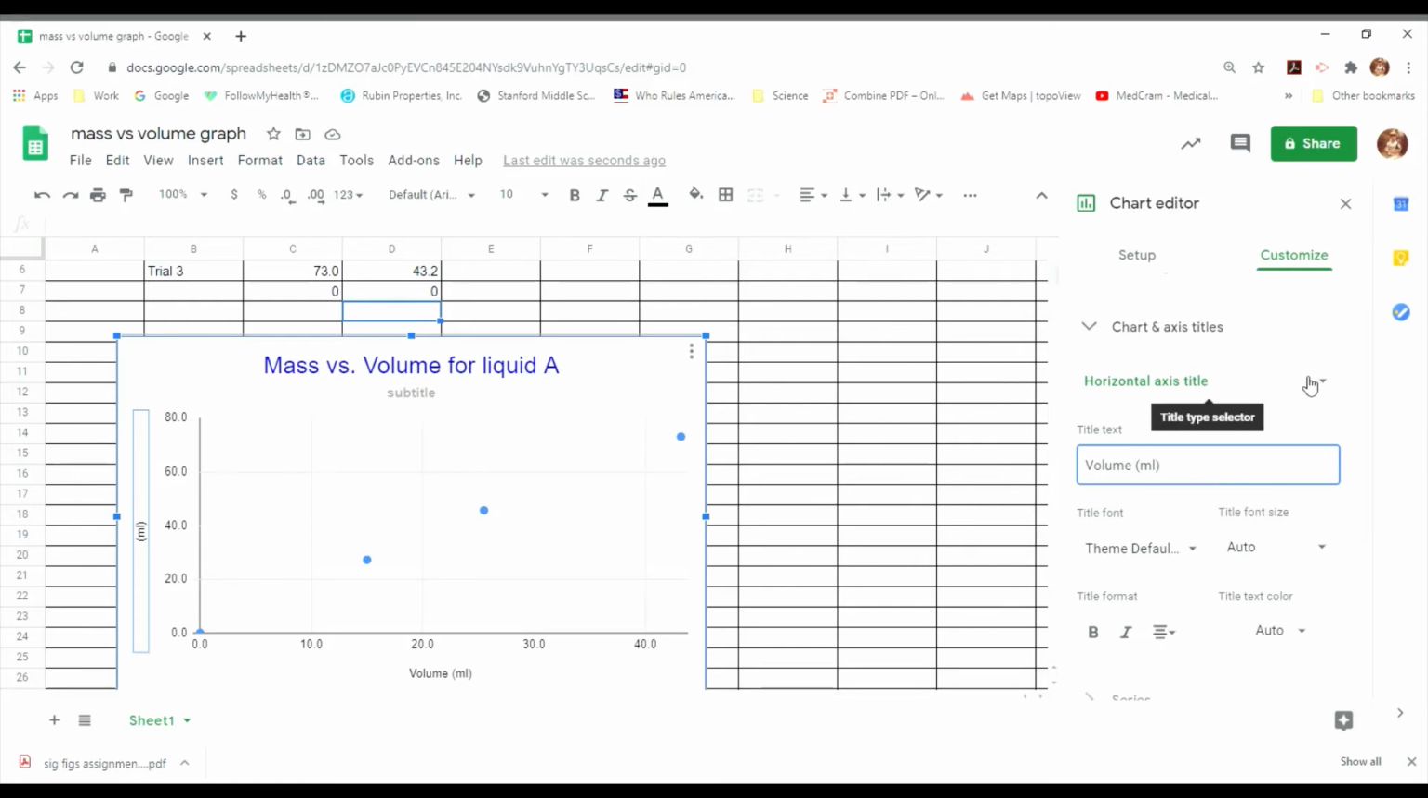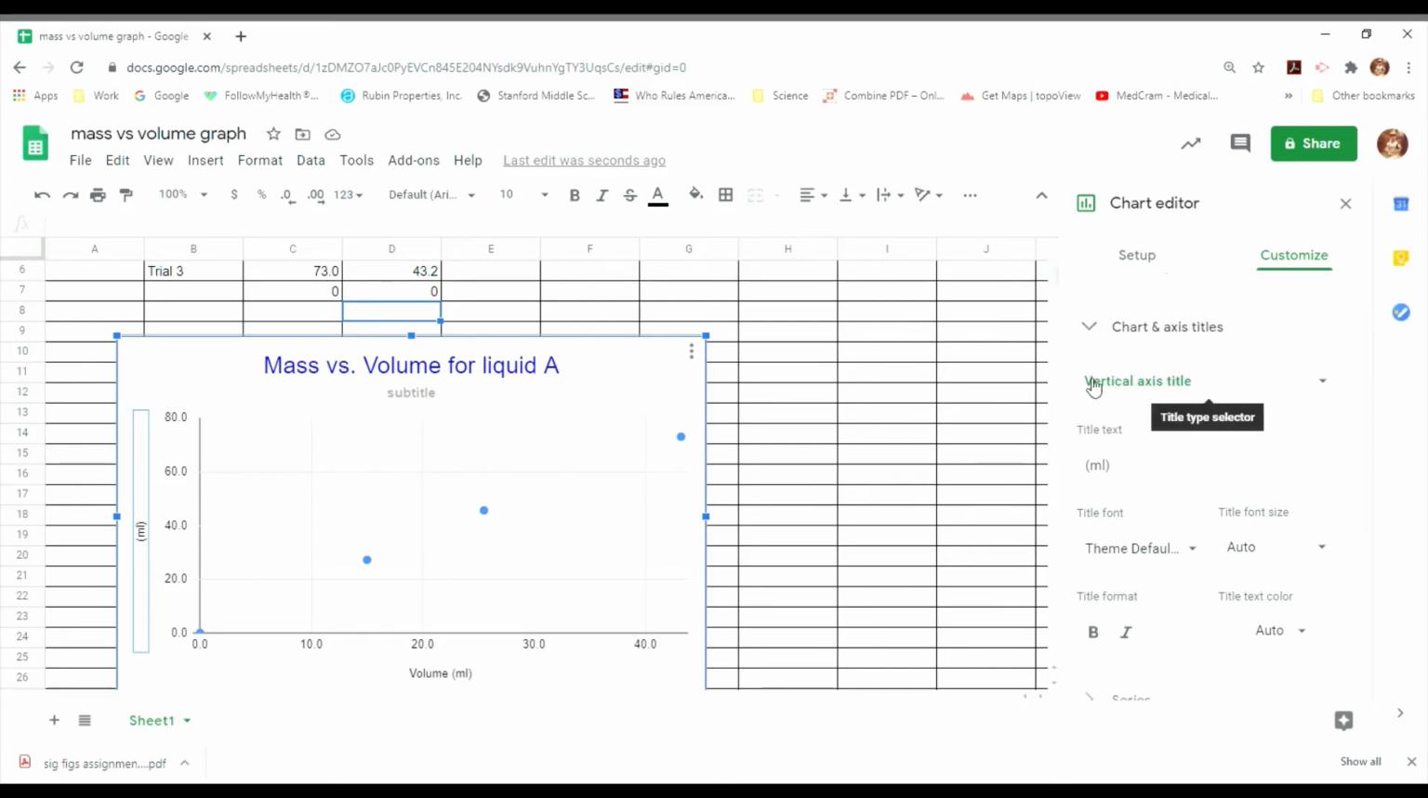That's all you need for a horizontal axis. Once again, you can go ahead and change the color of the font. You can change the font size, the title font. You can change the type of font, I guess. It's the same thing for the vertical axis.